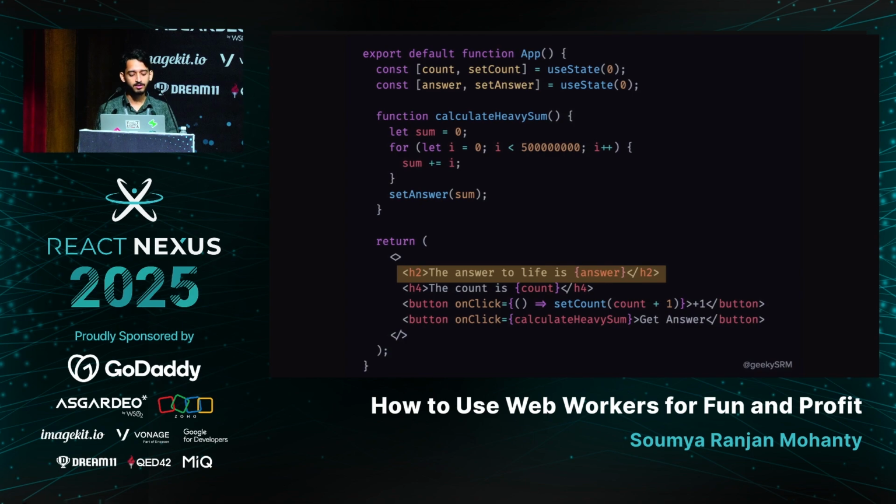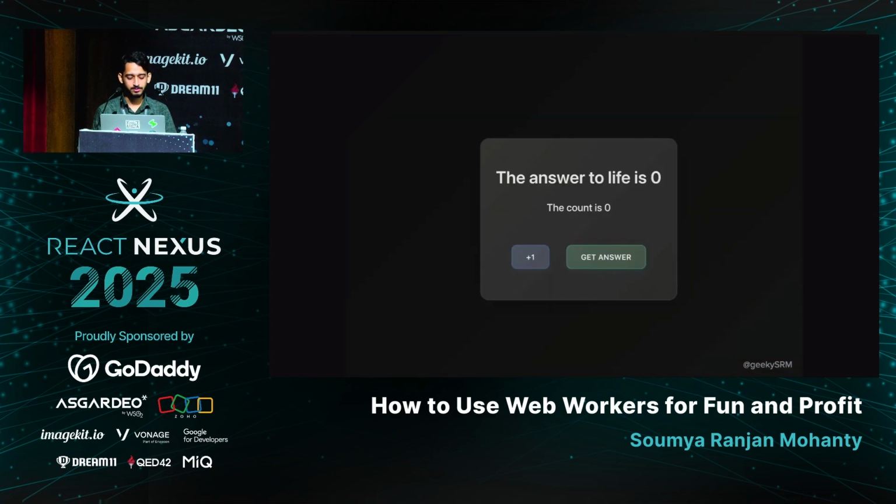Then we have some render stuff, right? We are rendering the answer variable and the count variable. We have a button called +1. When we click on that, the counter should increase. And then we have a get answer button. When we click on that, the calculateHeavySum function will be executed. Let us see what happens. As you can see, I click on the +1 button and everything is working fine and dandy. The count is increasing, right? Now watch what happens when I click on the get answer button.